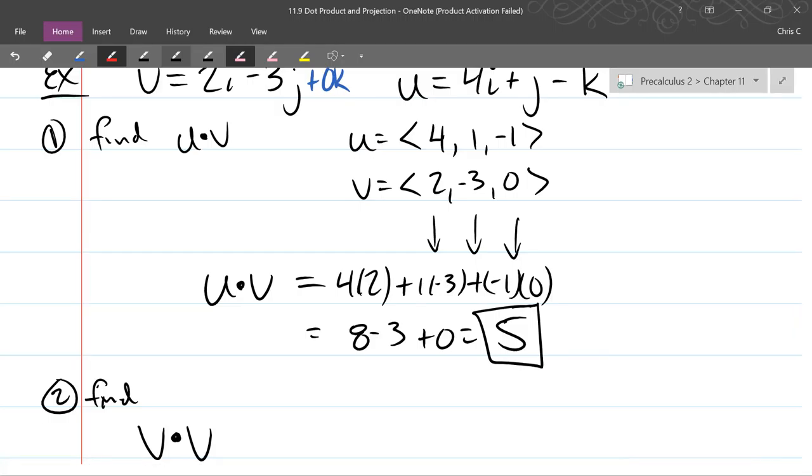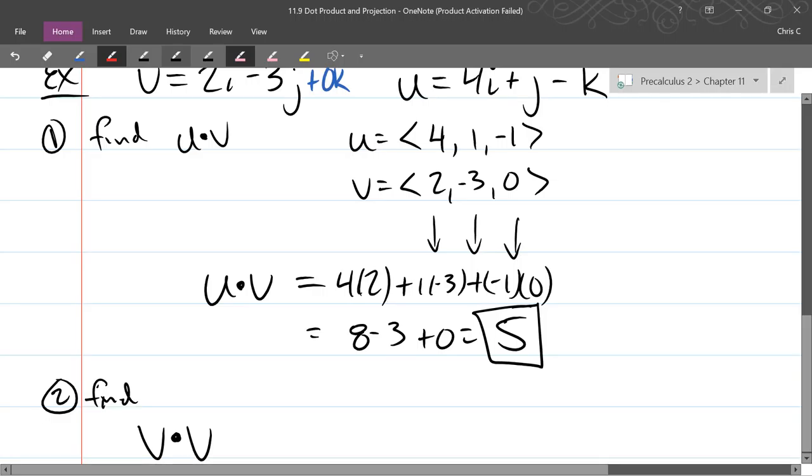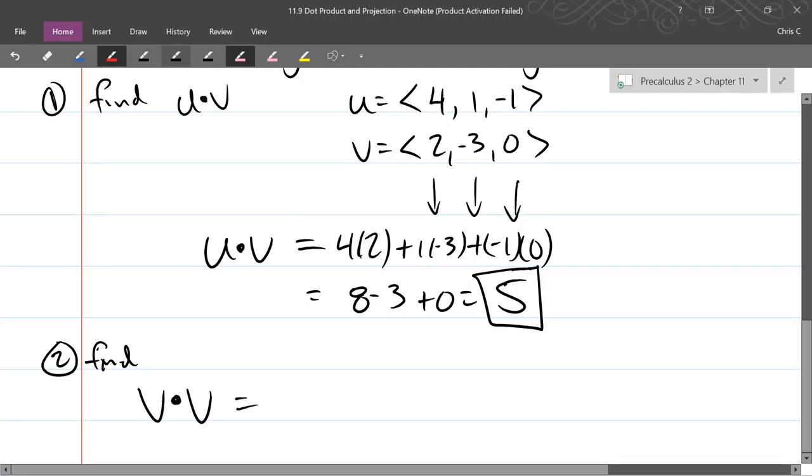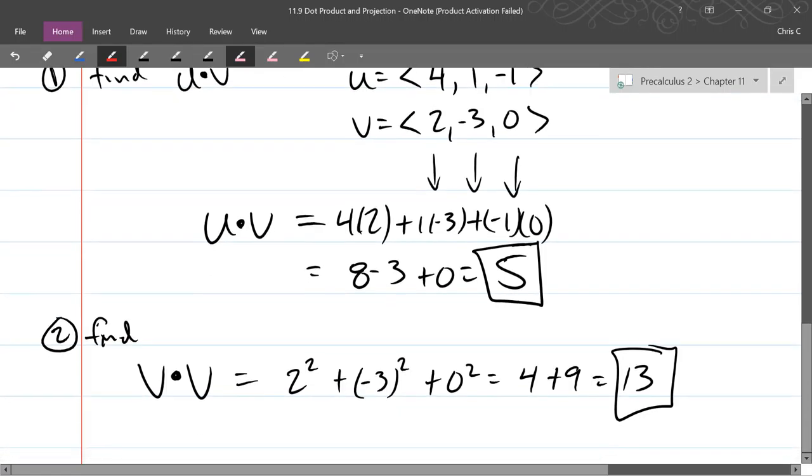All right, so take v and dot product with itself. So you can write two v's, one above the other one, and then just go down the columns and multiply. So you should have gotten 4, 2 squared is 4, plus negative 3 squared is positive 9. Add those together and get 13. So any dot product questions on this one?